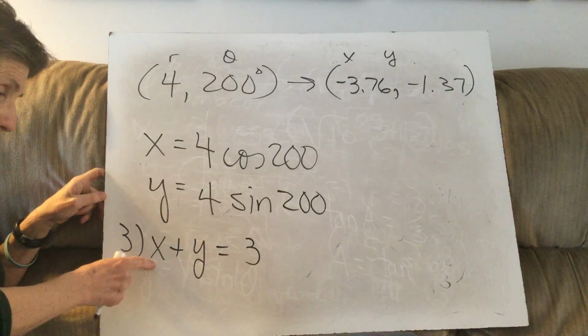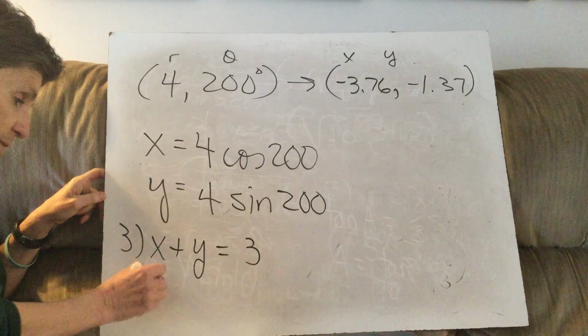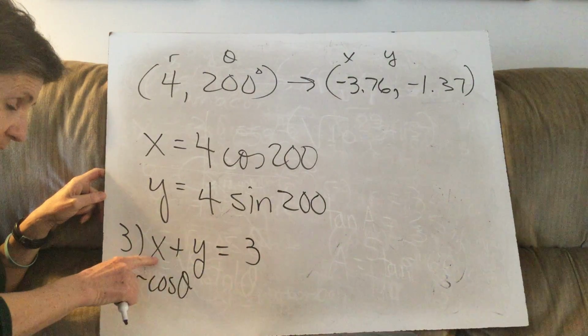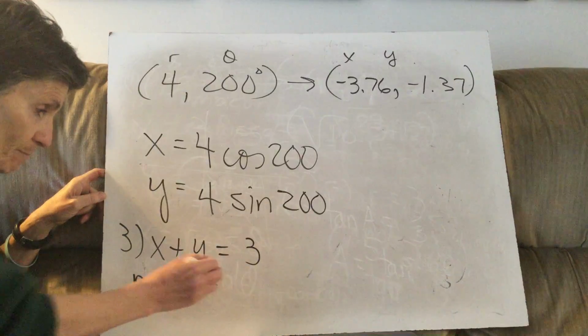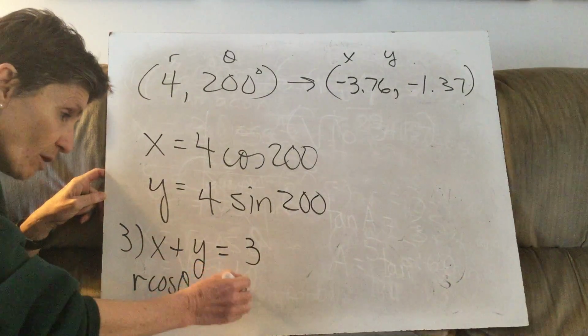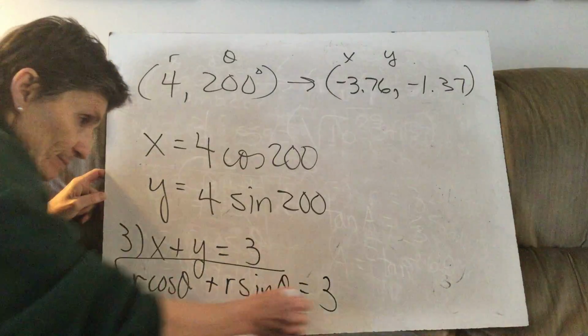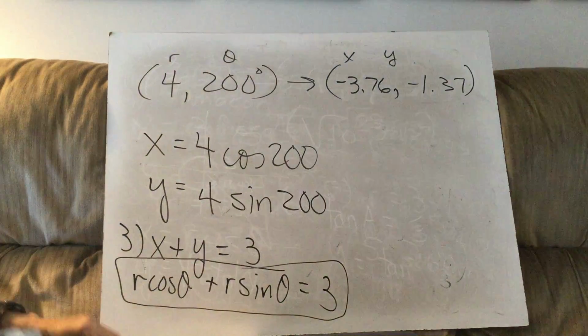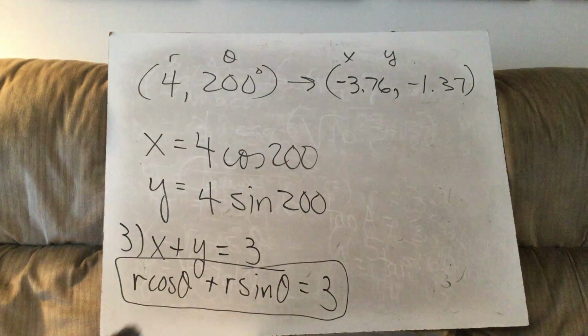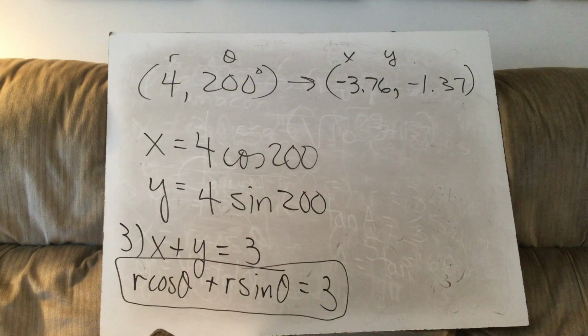So what does x equal? R cosine theta. So I'm just going to replace x with r cosine theta. I'll replace y with r sine theta. And we're done. There it is. That is your handy dandy little polar equation.